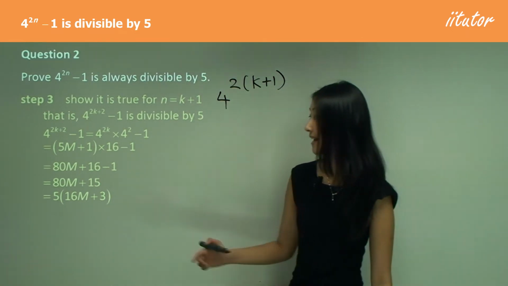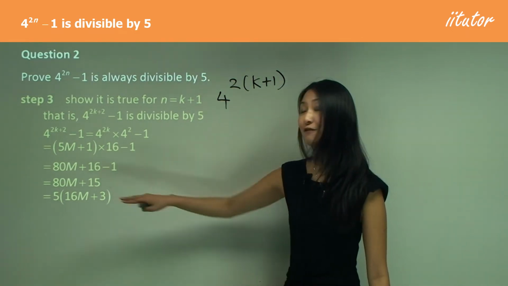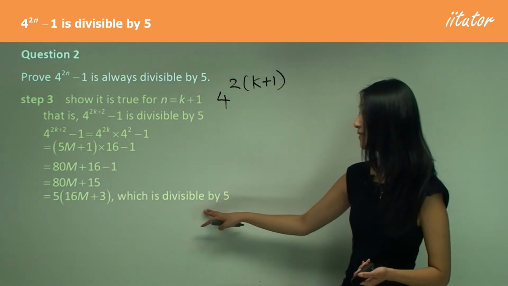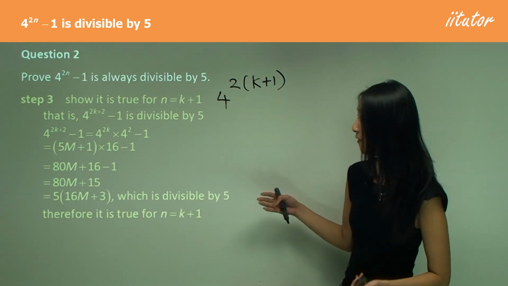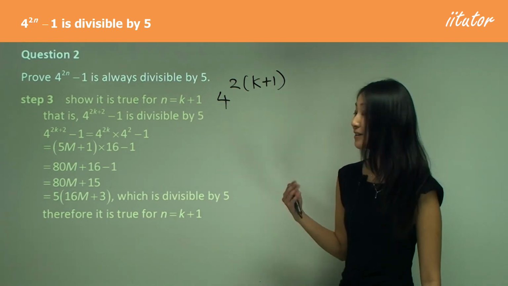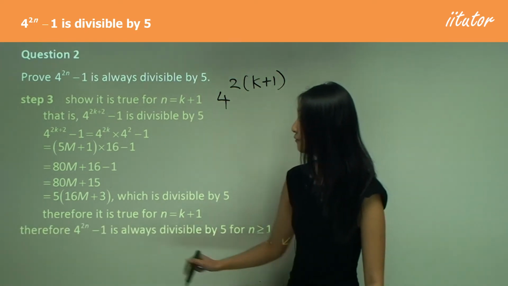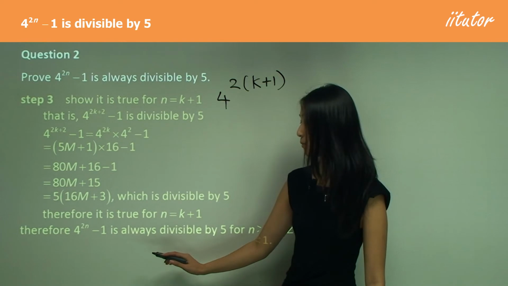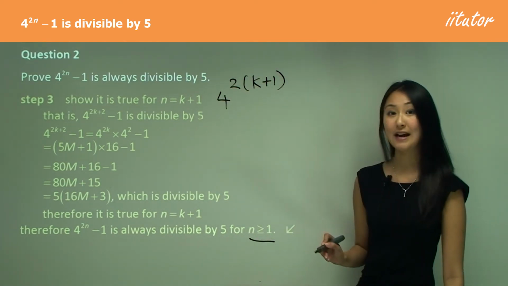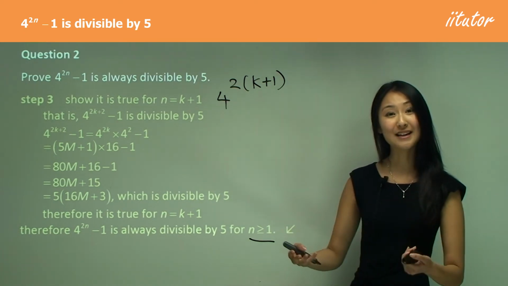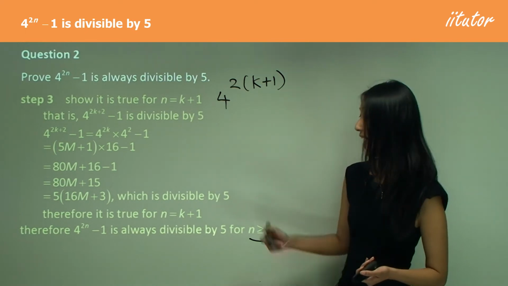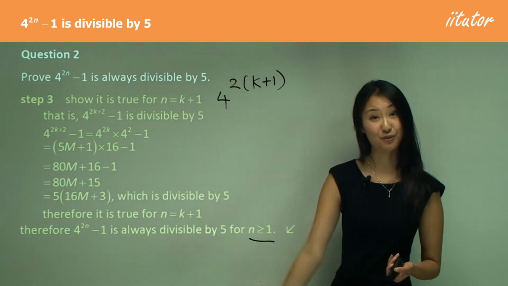Now remember how I said I want to check if this is an integer? Well, there's no fraction or decimals there, so I can assume yes, that is an integer. This is divisible by 5. So therefore, this must be true for n equals k plus 1. Now in our conclusion, we would write, therefore, 4 to the power of 2n minus 1 is always divisible by 5, for n greater than or equal to 1. So remember how we worked at the start, it didn't work for n equals 0, it only worked for n equals 1, and then this shows us any number greater than that.